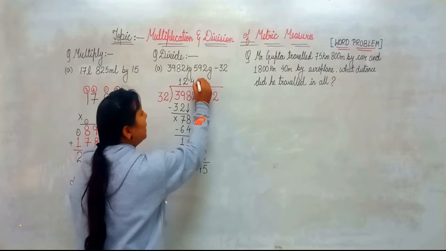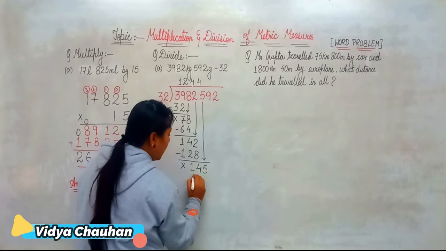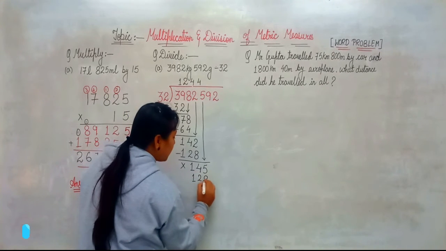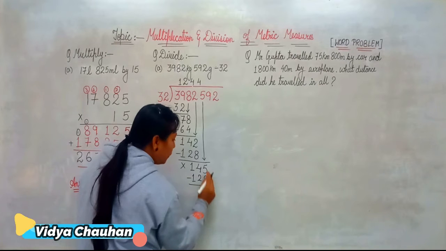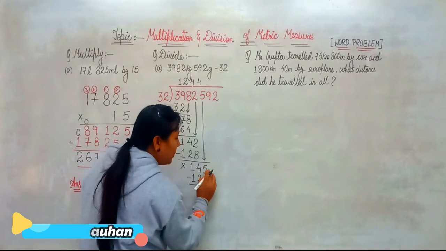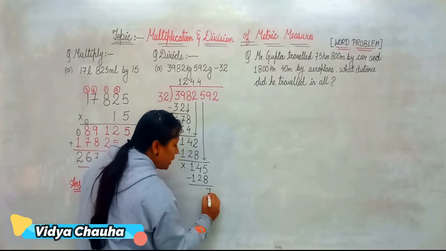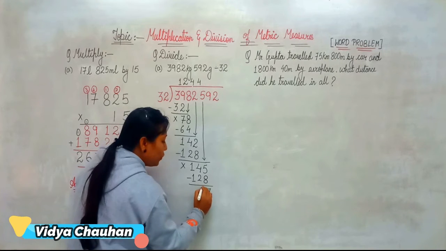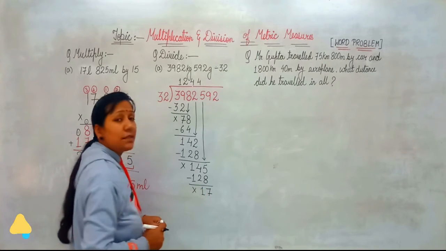Now we will bring the next digit down, and the next digit down will give us 145. So once again, 32 4s are 128. Subtract the value. 5 minus 8, so that will become 15 minus 8, that will be 7. 3 minus 2 is 1, and 1 minus 1 is 0.